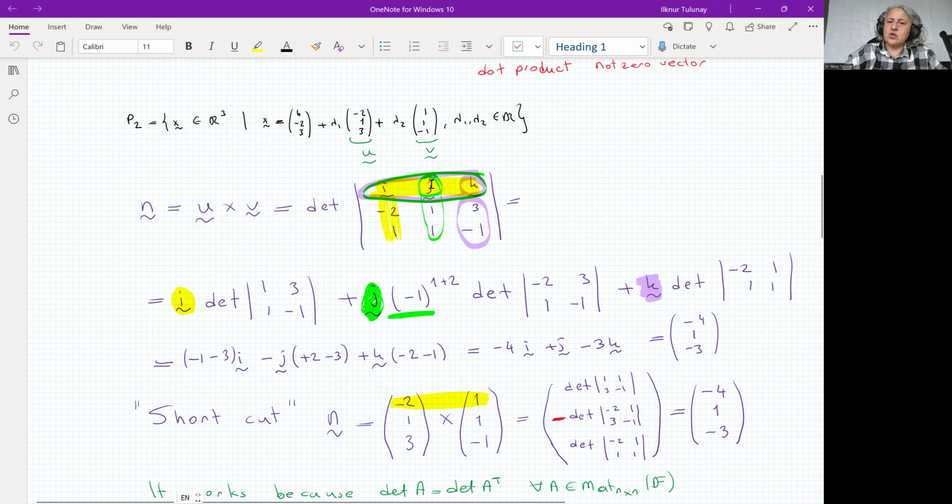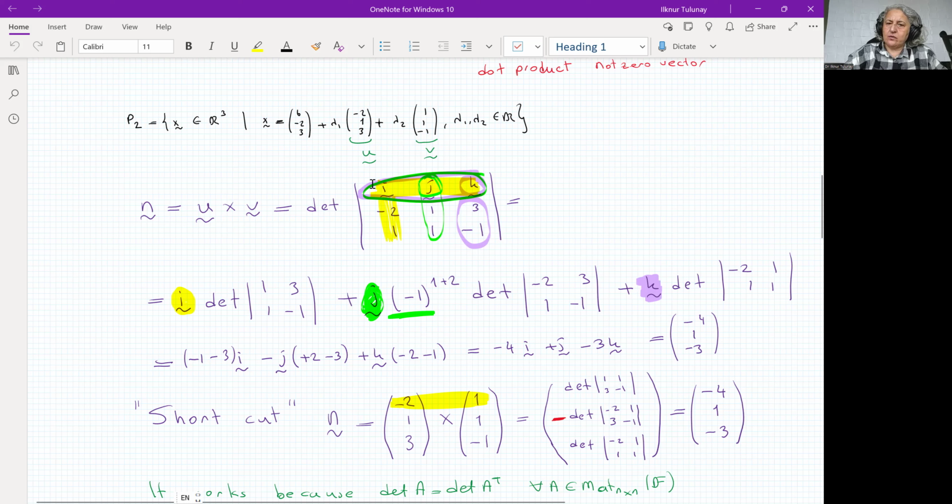And then j is the first row, second column. The entry is j, and the position is first row, second column, which gives us a -1. And the determinant, when we remove the first row, second column, the matrix left is -2, 3, 1, -1. We need to calculate this determinant.